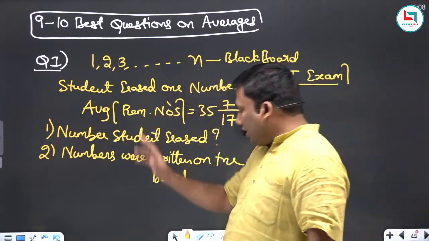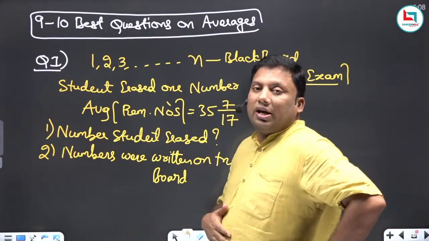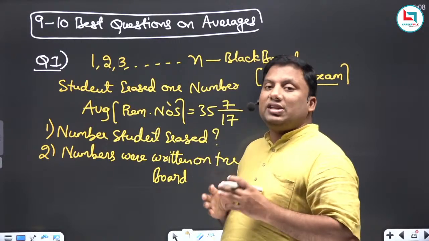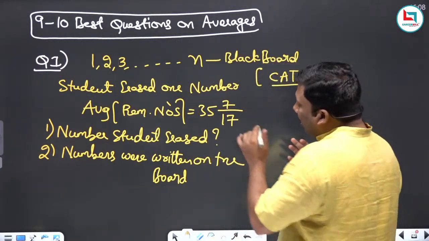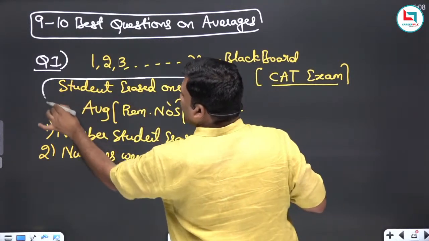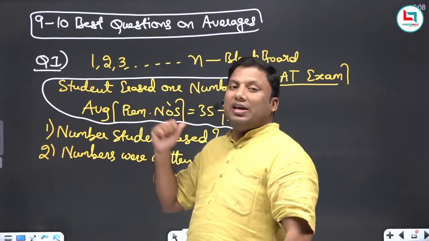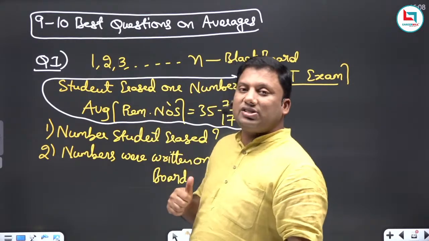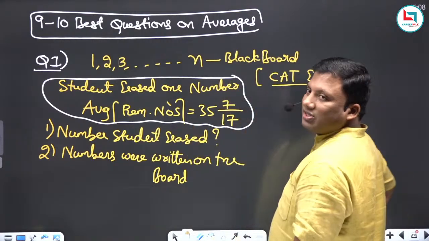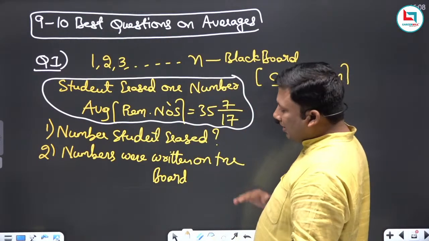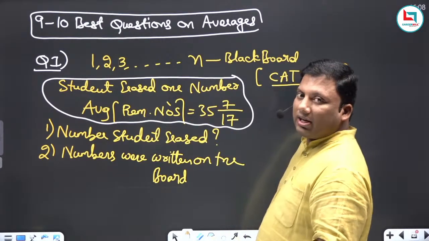There are certain natural numbers from 1 to n on a blackboard. A student erased one number. After one number is erased, the average of the remaining numbers is the root cause of the problem. The entire story has happened because he erased one number. The average of the remaining numbers was found to be 35 7 by 17. Which number did the student erase, and how many numbers are written on the board?